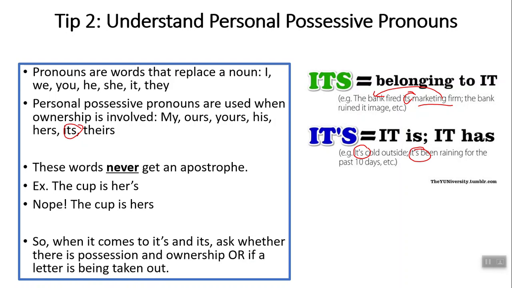Ask whether there is possession and ownership, or is it the case where a letter is being taken out? If the letter's being taken out, it gets the apostrophe. If it's ownership, no apostrophe in there. So the first two tips kind of go together. Knowing which things are homophones is the first step, and then also knowing how to use those apostrophes, whether or not it's in with a pronoun.